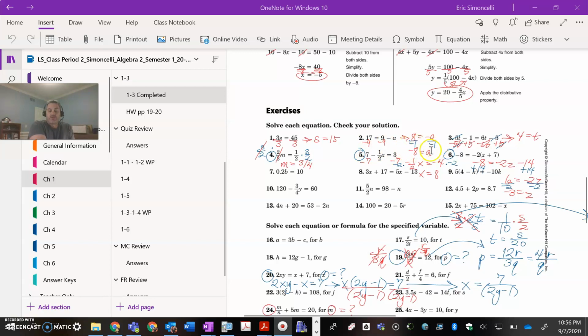Divide both sides by -1, of course, then a equals -8. Plug it in and it works. Number 3. This particular equation, 5t minus 1 equals 6t minus 5.